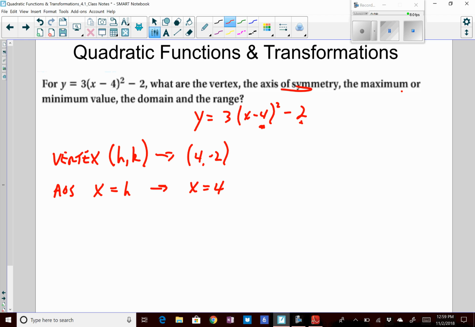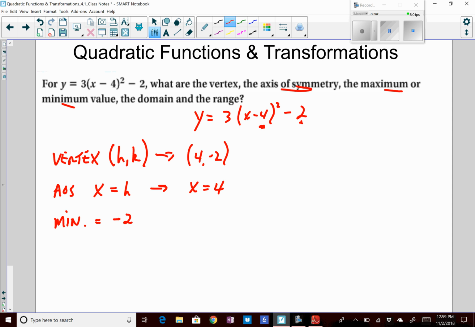Then they want to know if we have a maximum or a minimum. Well, that's going to be determined by the value of a. We said if a is positive, that parabola is going to open up on top, and the vertex is going to be at the lowest point or a minimum point. So this one has a minimum. And they want to know the value. Well, the value is whatever k is, whatever the y coordinate of the vertex is. So in this case, it's -2, so our minimum value is equal to -2.